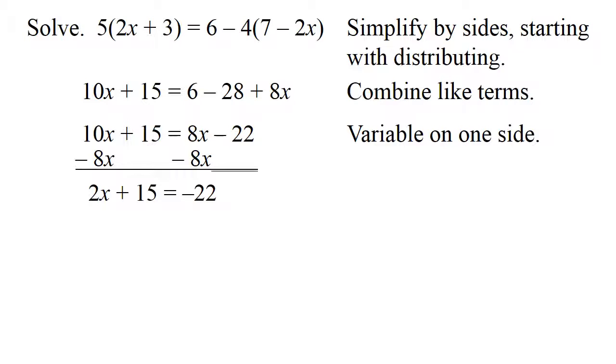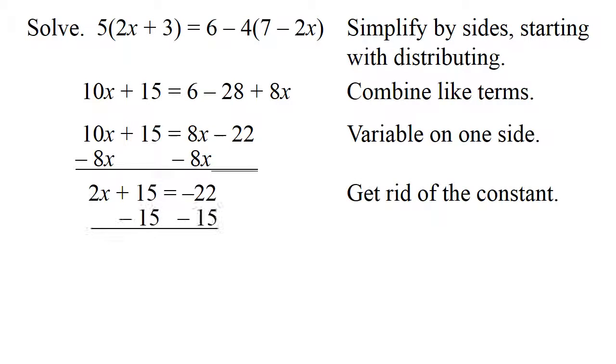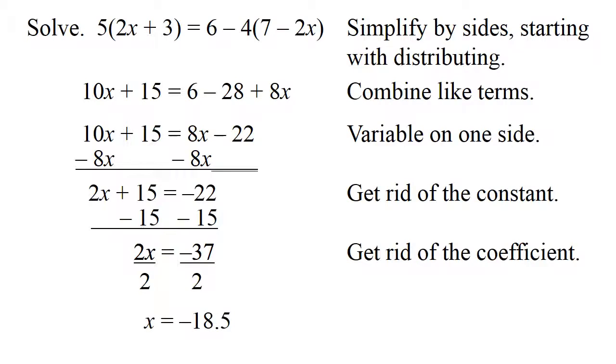And now we're back to the same old: get rid of the constant term, subtract 15 from both sides, and then get rid of the coefficient, divide both sides by 2. And that gives us our answer.